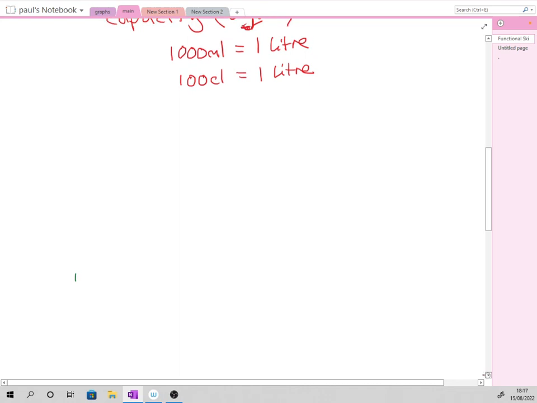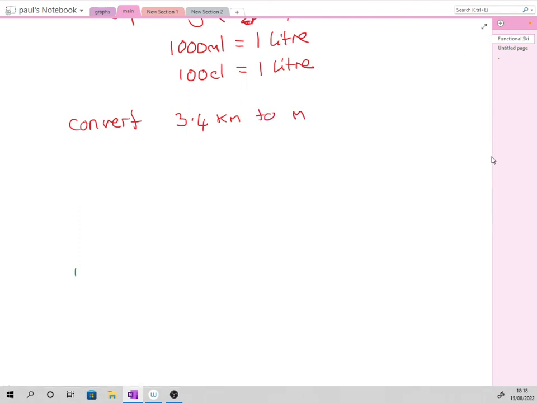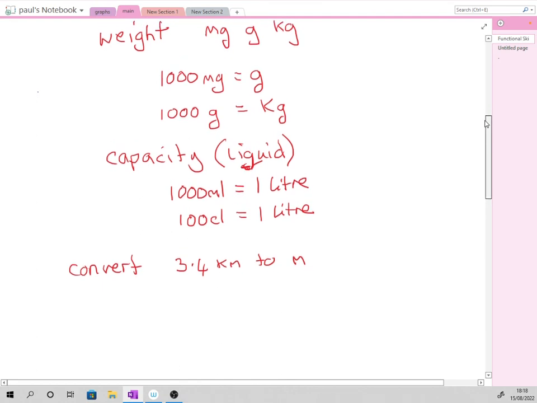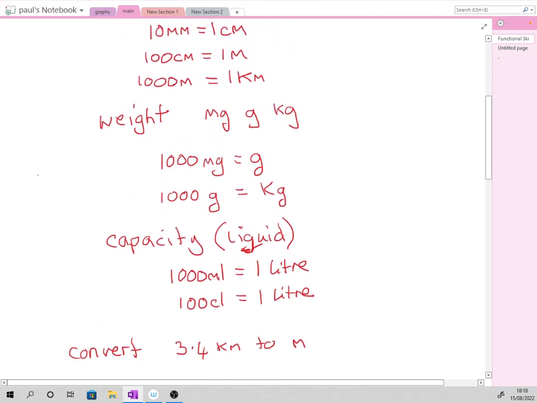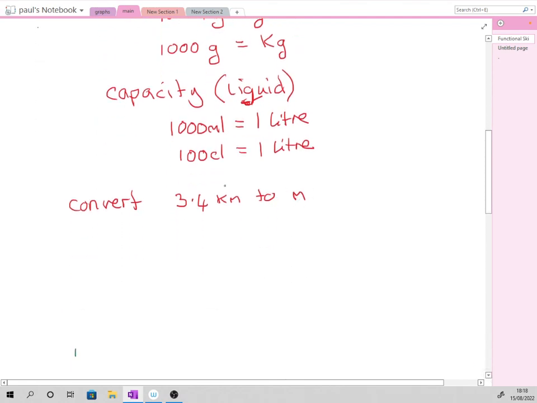So if we had an example here, convert 3.4 kilometers to meters. Now, there are 1,000 meters in a kilometer, so this needs to be 1,000 times bigger. So we need to do 3.4 times 1,000, which will equal 3,400 meters. And if we were going the other way around, we just divide.